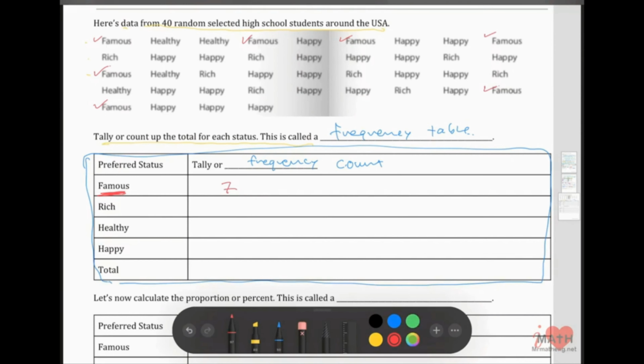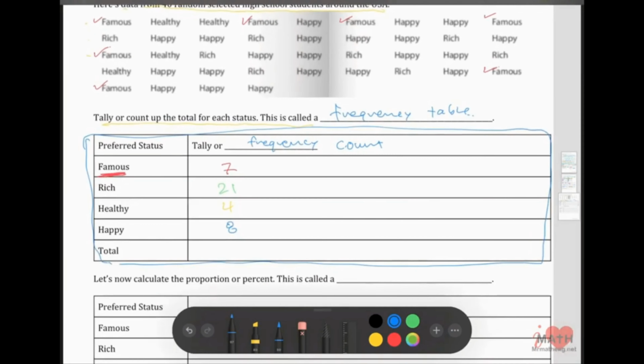Go ahead and just count up the rest and then make a total of those. Go ahead and press pause, and when you're done, press play. All right, if you do that, you'll get 21 rich, 4 healthy, 21 happy, 7 famous, and then you have a total of 40. This sounds so silly, but this is something very practical in statistics, just counting. Use those check marks, and you should have a total of 40.